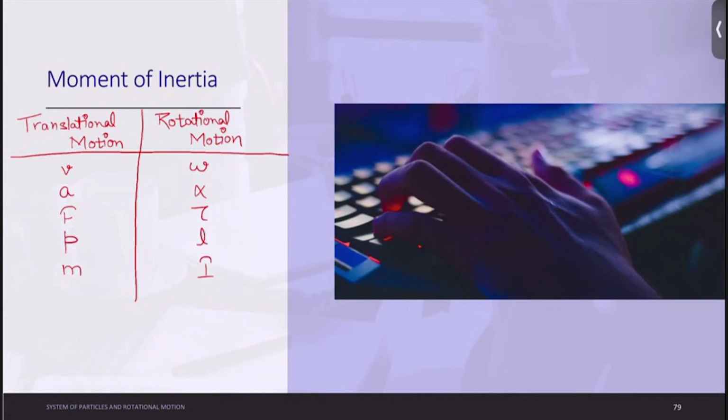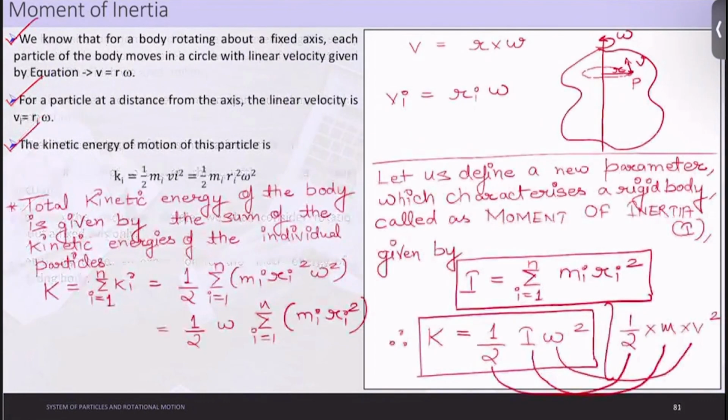Please remember what tau is. Tau is basically r cross F, and L is basically r cross p. So that was the complete revision. Now let's go on to understanding moment of inertia again.